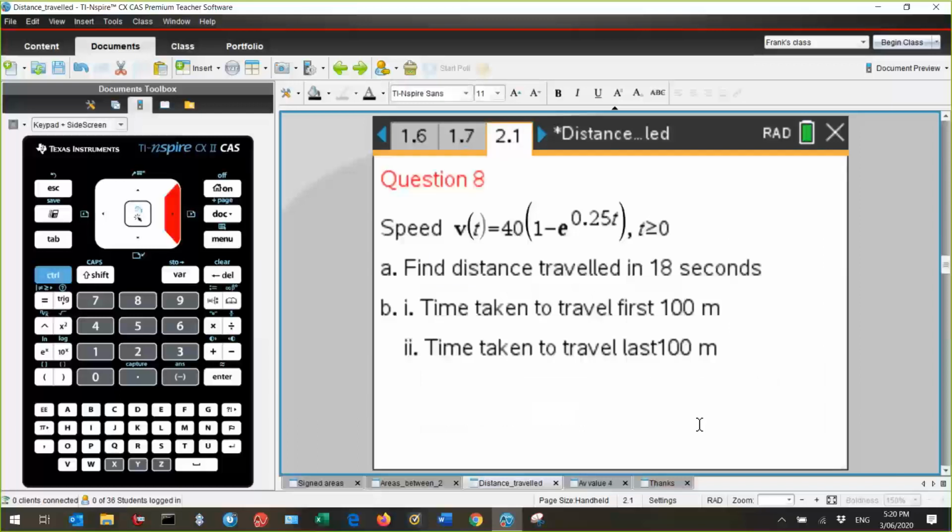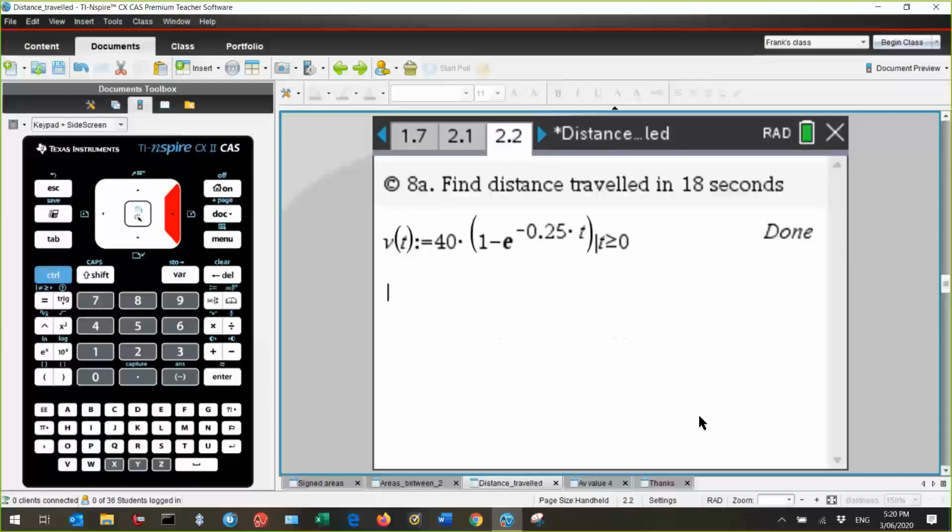Okay, so the next question, this time the speed is given by that function. I want the total distance travelled in 18 seconds, the time taken to travel the first 100 metres, and the time taken to travel the last 100 metres. Okay, so first of all, to find the distance in the first 18 seconds, I start by defining the function. I then need to find the integral from 0 to 18, and it's around about 562 metres.